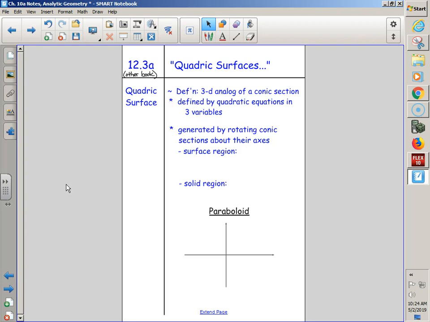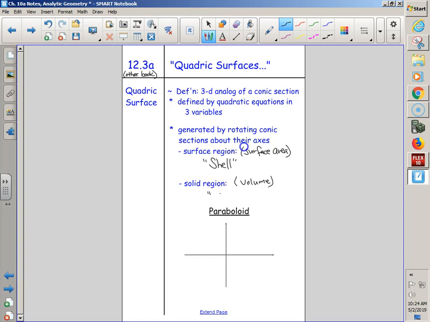Generated by rotating conic sections about their axes. Now, real quick before we go into the paraboloid formed by a parabola, a couple things. Surface region, think about surface area. Solid region, I want you to think about volume. For the surface region, it might be helpful to think about a shell of something versus a solid region. Well, okay, this one's kind of lame because it's in the name. The surface is the shell, the solid is the solid. What am I talking about? The surface of an egg could be like the shell, right? And the solid could be, think of a boiled egg, all the stuff on the inside.